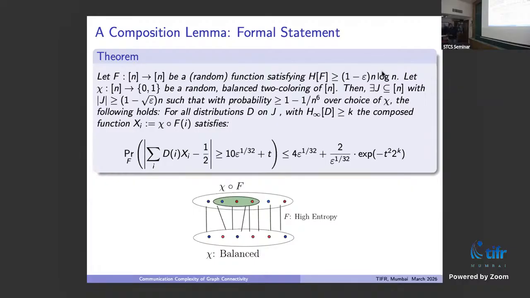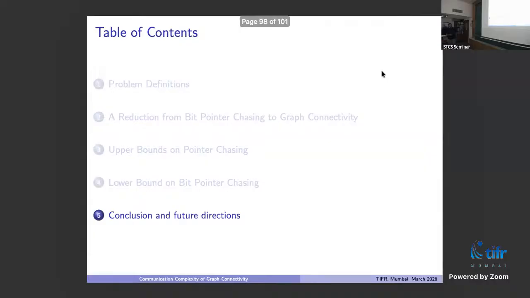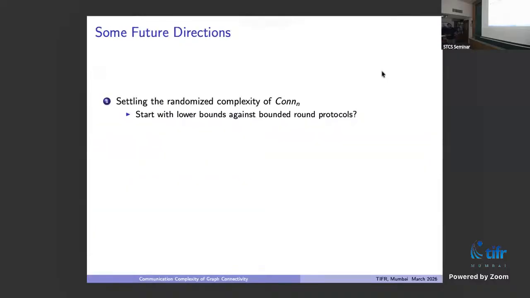I'm out of time. So, future directions: the obvious, big open question is settling the randomized complexity of connectivity. But at least this gives us some starting point for showing tight lower bounds against bounded round protocols. In general, the other question that has not been explored much is tight bounds of pointer chasing when you have unbounded rounds.